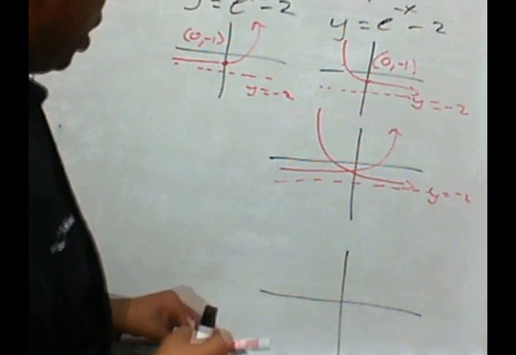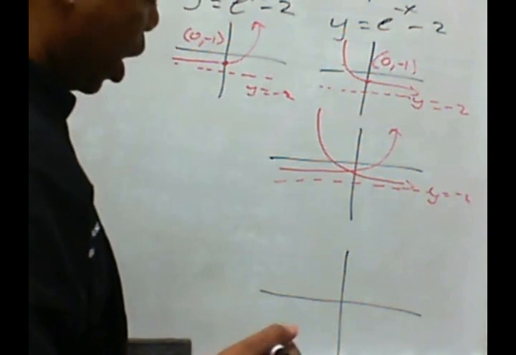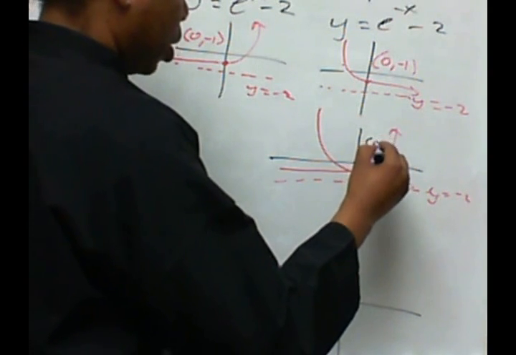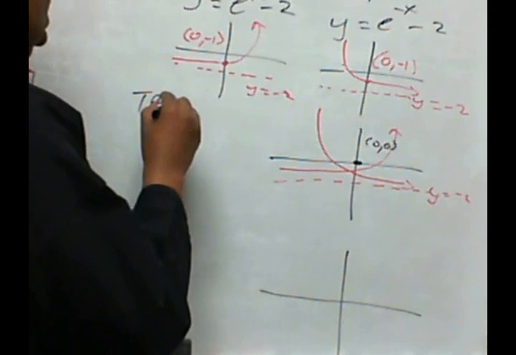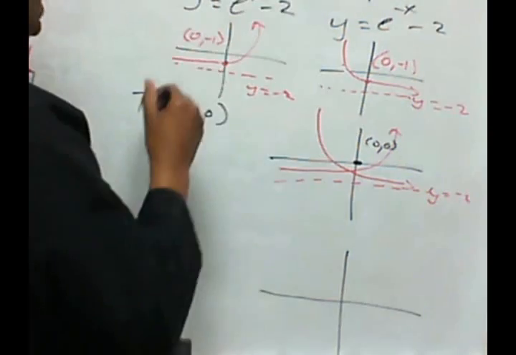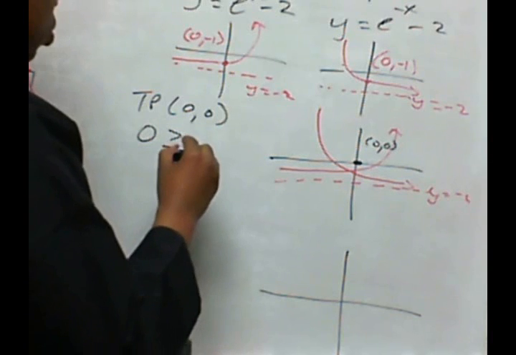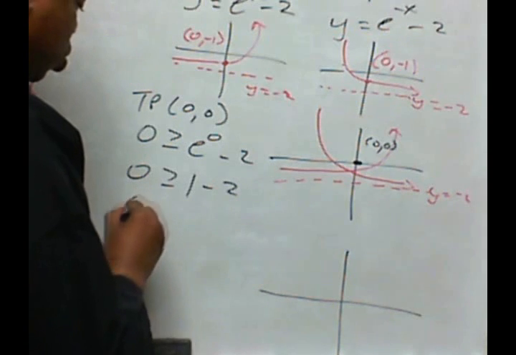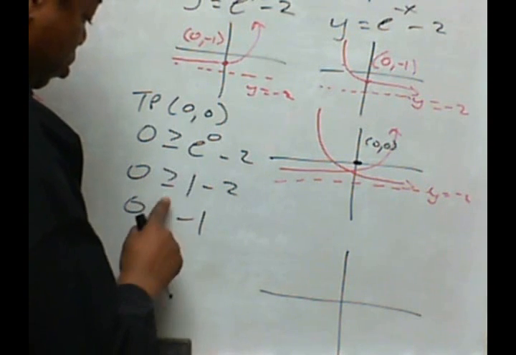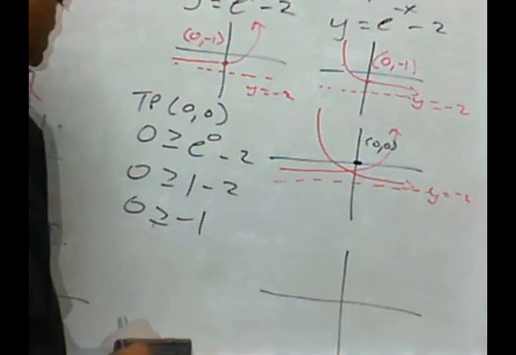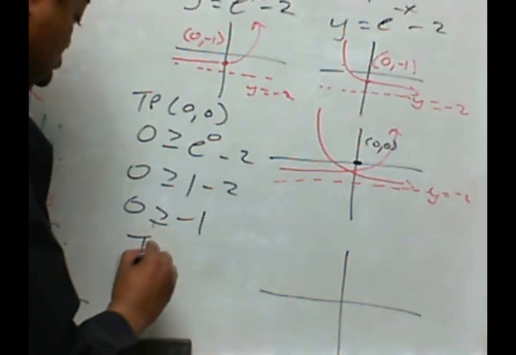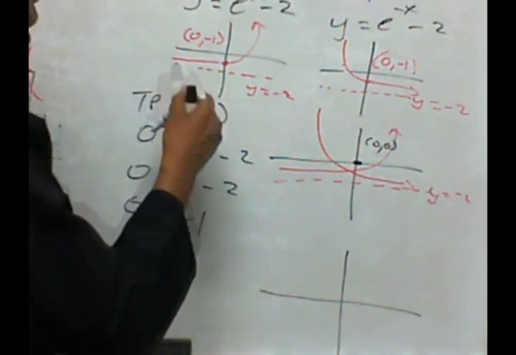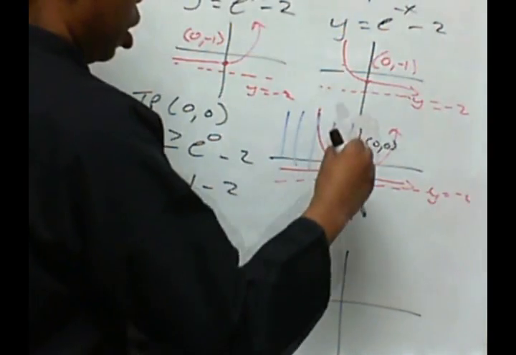Alright, now I need to choose a point that's not on either line. Let's choose this point right here, (0, 0), as a test point. If I put it into the original, I get 0 greater than or equal to e to the 0 minus 2. E to the 0 is 1, minus 2, which is negative 1. Now, 0 is greater than negative 1, so this is true. So for this graph right here, we're going to shade everything above with the (0, 0).